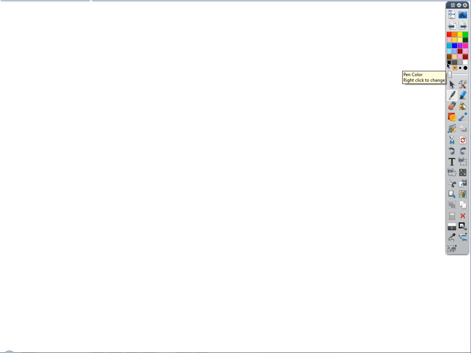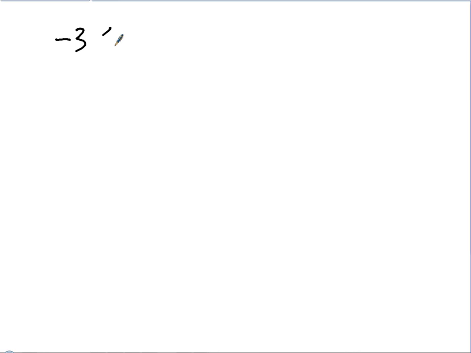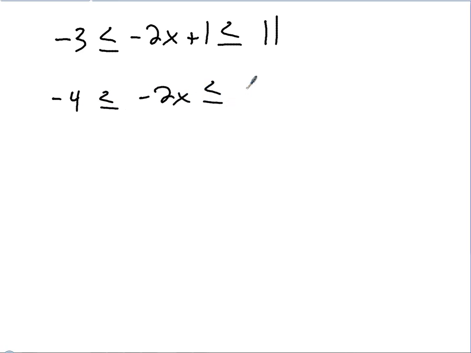One like this. What if I've got -3 and then some x expression? Okay, what do I do to solve for x? Okay, first I subtract 1. Good. Same order of operation stuff we were using before. So first step, I subtract 1. What's that going to give me? 4 less than or equal to -2x, less than or equal to 10. Okay, now what?